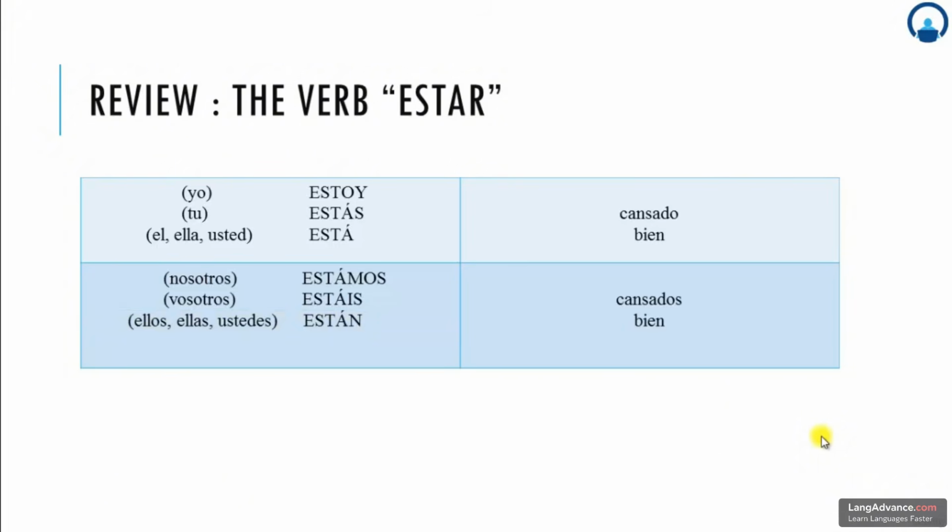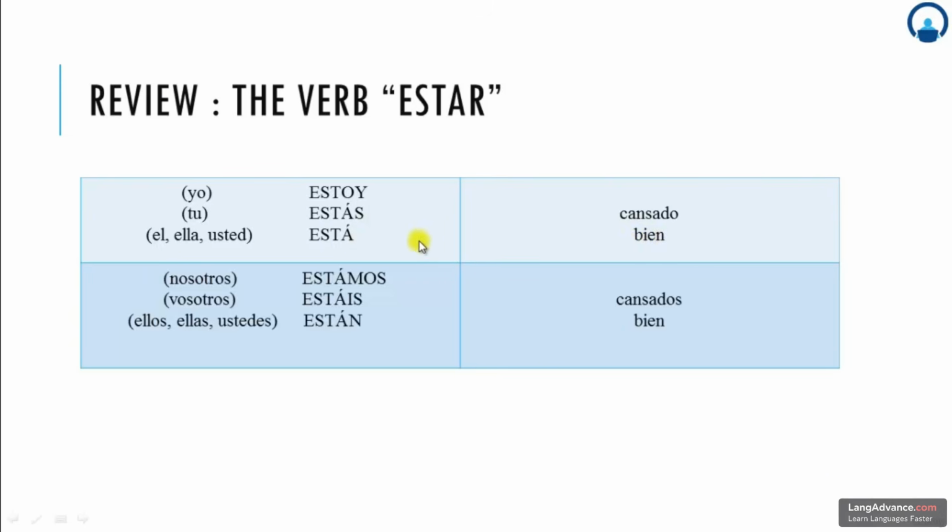Now we'll try forming some sentences with the words we have on the right hand side. Cansado means tired, and bien means fine. So let's try doing something with these. Estoy cansado. I don't need to write yo because of the rule that estoy always goes with yo, so it is pretty much understandable. Estoy cansado. That means I am tired. Estás bien. You are fine.